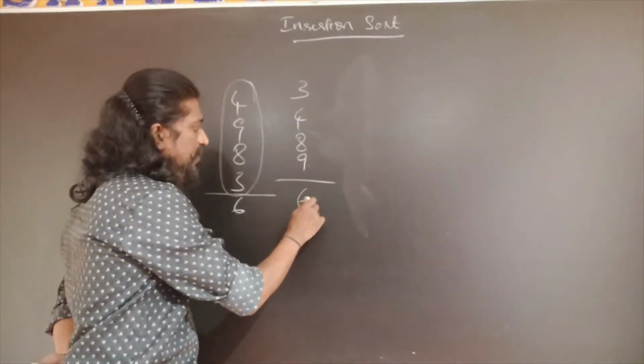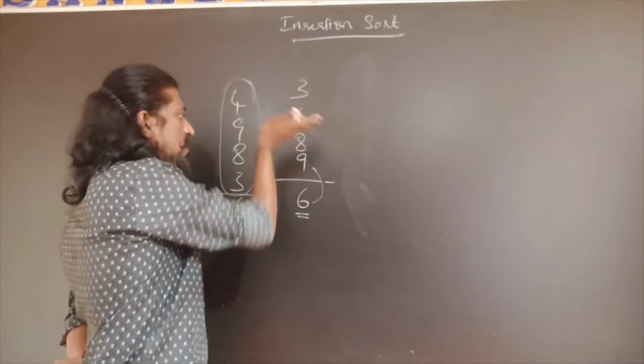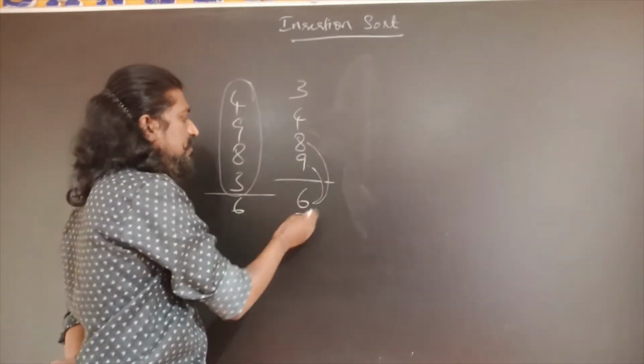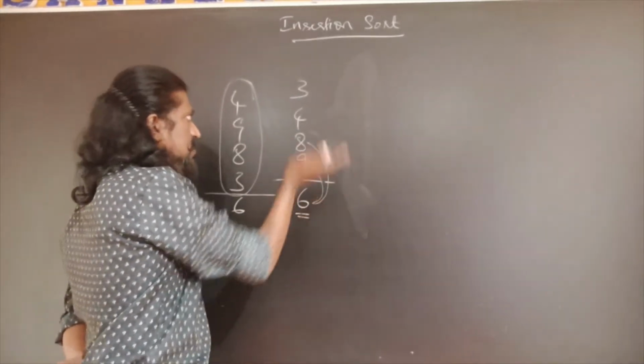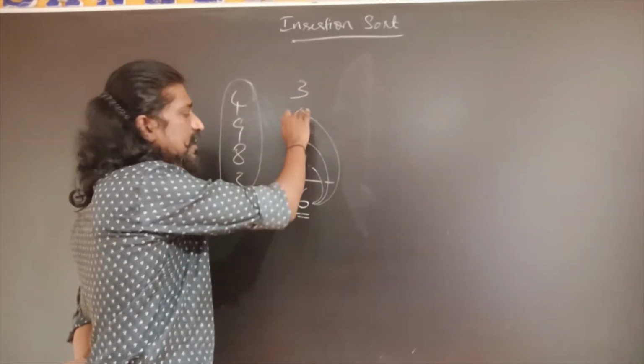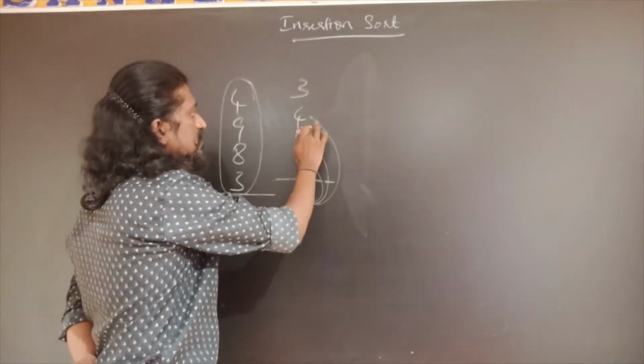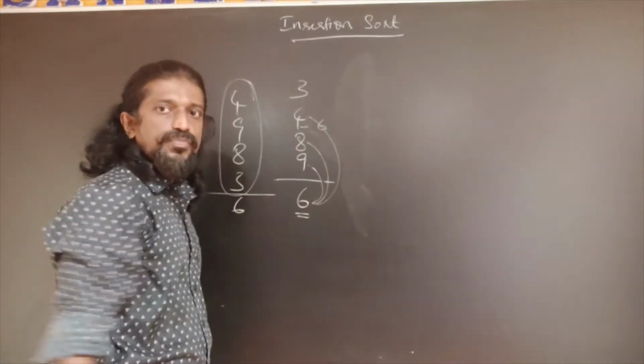So that is, we compare 6 with 9, and we find that 6 is smaller than 9, so it has to come somewhere before 9. We compare 6 with 8, 6 is smaller than 8, it has to come somewhere before 8. We will compare with 4, and we find that 6 is greater than 4. So therefore we will insert it at the next position, that is here. 6 will be inserted and it will be sorted.